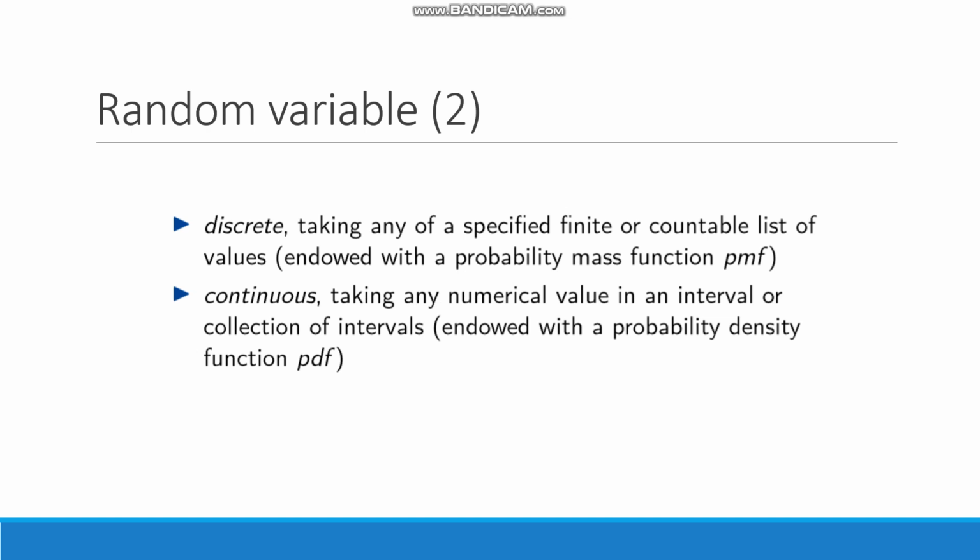Analogous to characters, we distinguish between discrete random variables and continuous random variables. Discrete random variables take any of a specified, finite, or countable list of values. In contrast, continuous random variables take any numerical value in an interval or collection of intervals.